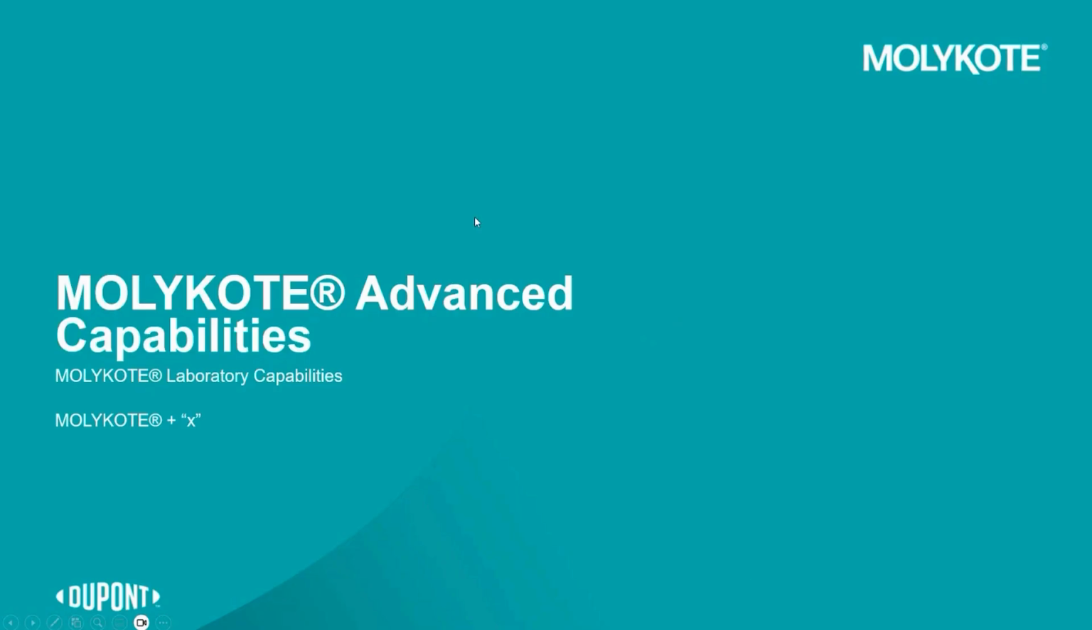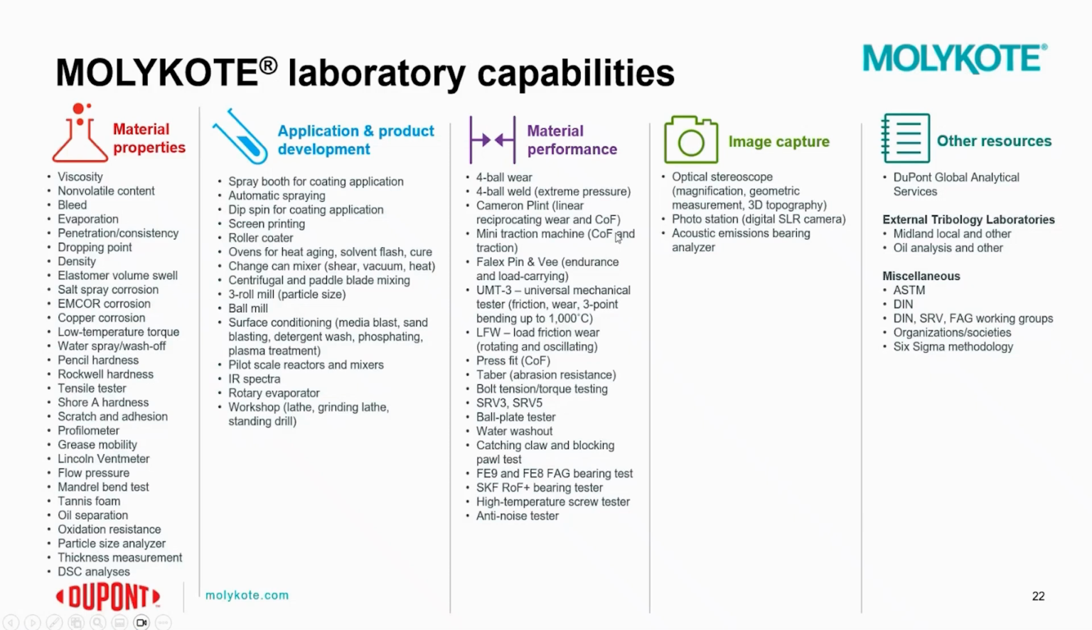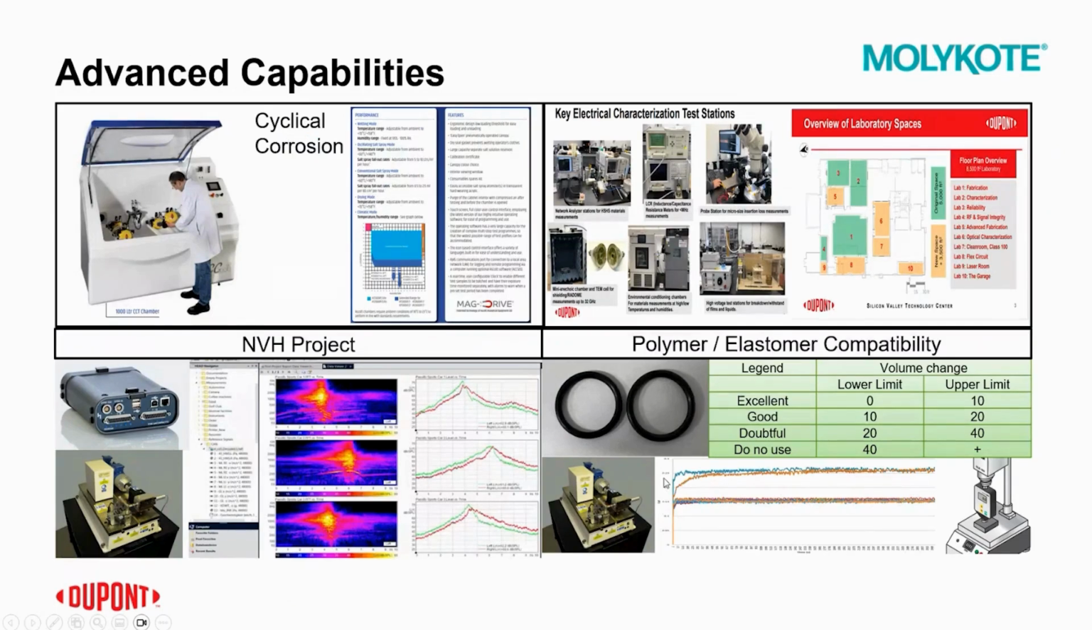So now we could just look at some MOLYKOTE capabilities. MOLYKOTE offers a wide range of in-house lab capabilities in order to determine if a lubricant selected for a particular application is truly compatible for that application. We have tools and technologies to evaluate the material properties, the application, and the performance of a material in that application as well. We also have a range of advanced capabilities, including cyclical corrosion, electrical characterization, polymer elastomer compatibility, as well as noise, vibration, and haptics testing.